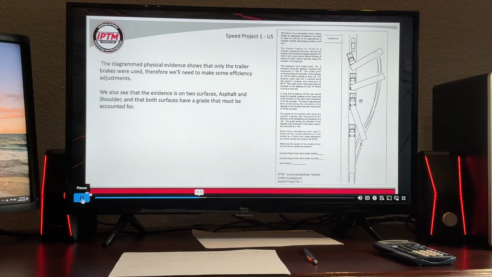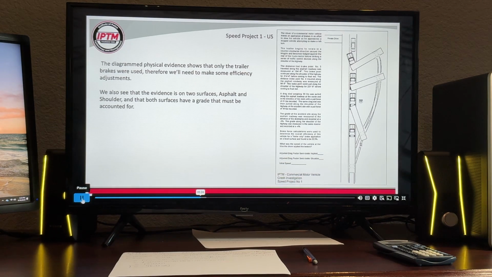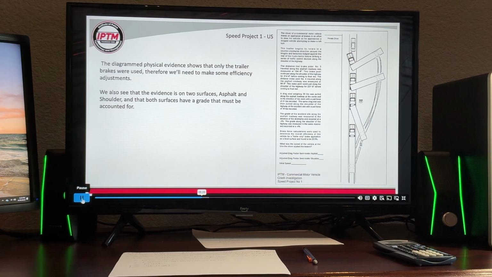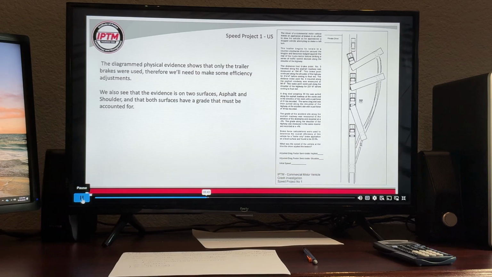And also we see that we're on two surfaces. If you look at the bottom of the page, you see there's some tire marking on the roadway prior to the departure on the shoulder, and that there's some grade on both surfaces. So again, we're going to have to account for that. So let's walk through this together, and you can do it in whatever order you want. Pause as you need, but these are just the way that I walk through it.